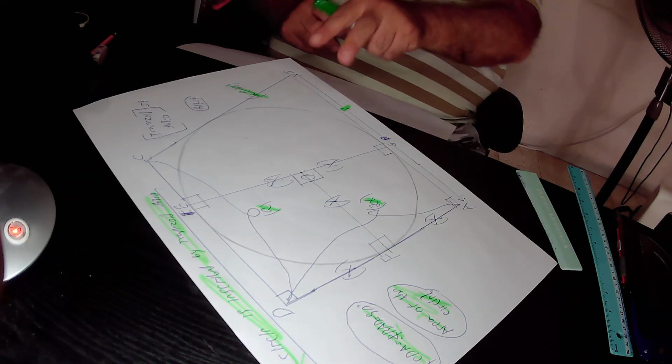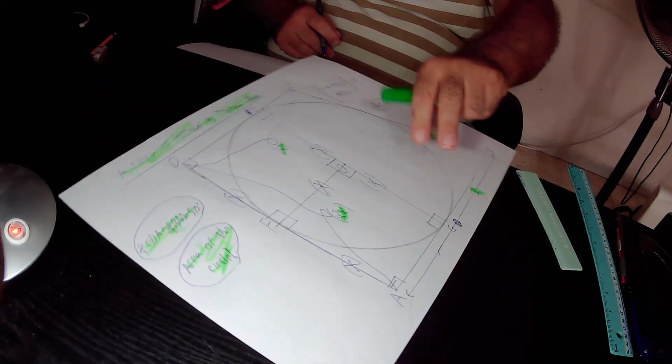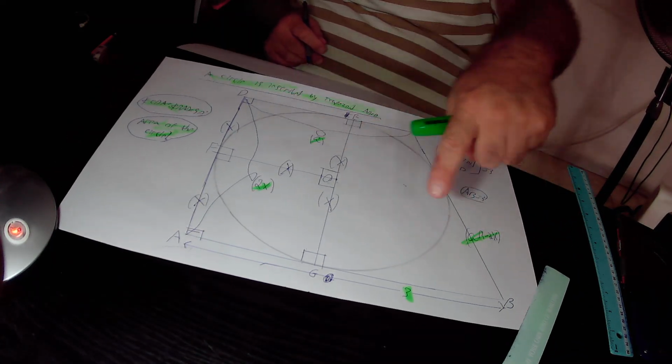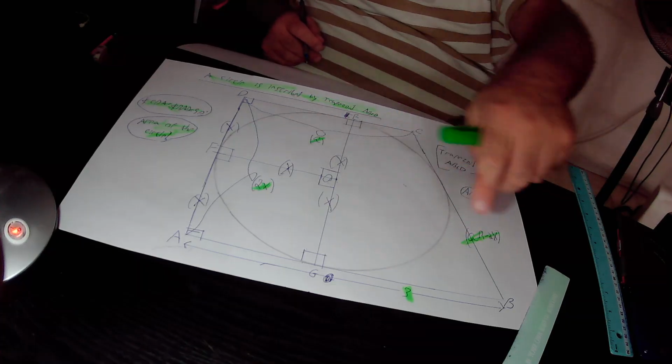In the next step, we will do a construction, that is to say, from point C, we will draw a perpendicular onto AB. Again, from point C, we will draw a perpendicular onto AB.